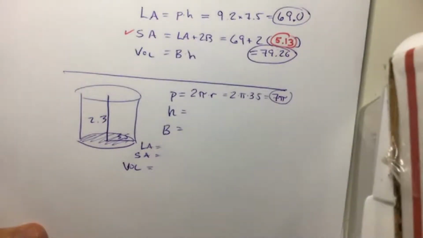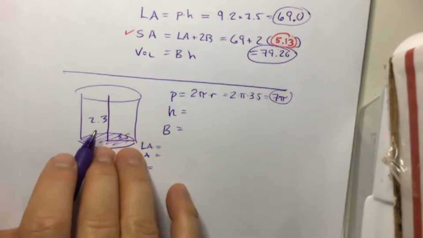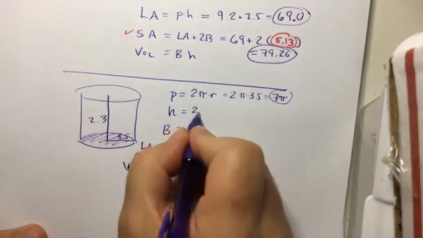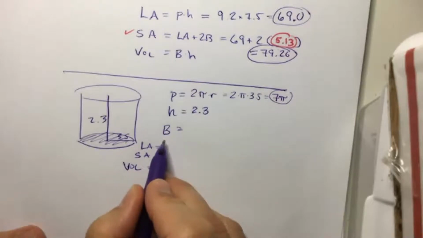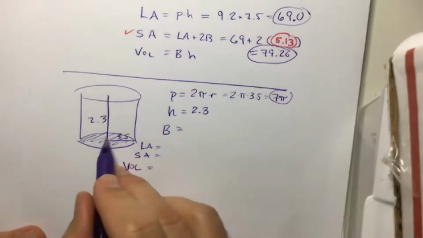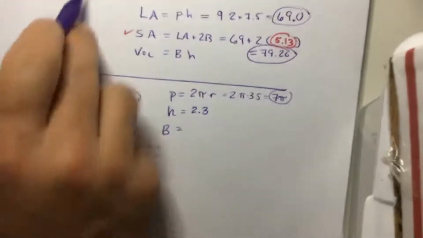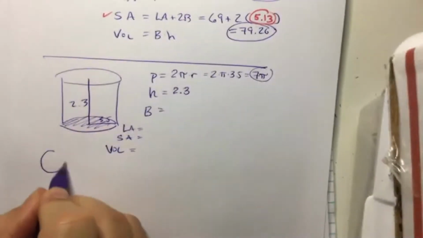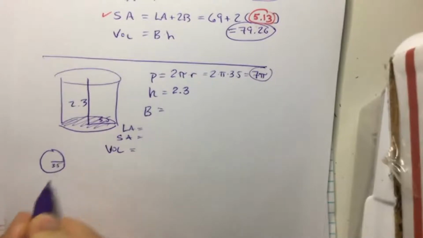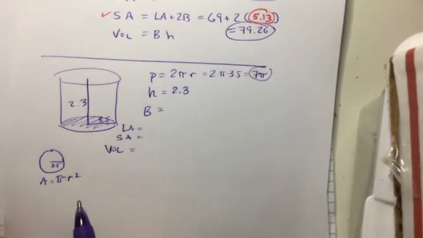What's our h? No, that's 2.3. Good. It's the height between the two bases. So in this case, it's marked as 2.3. That capital B here stands for the area of the base. This time I'm looking for the area of a circle. So whereas last time we drew out a rectangle to do this, because that was the area we're looking for, this time we're looking for a circle. And when I do a circle, the way I find the area is pi r squared.